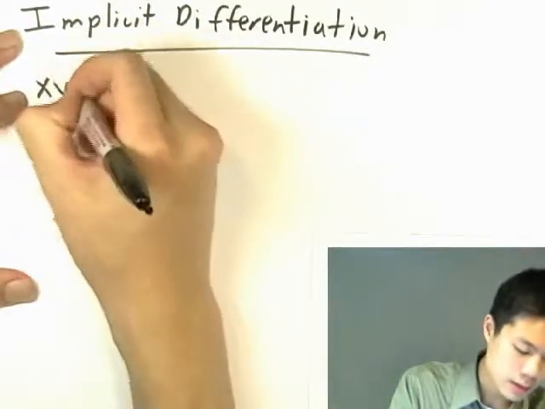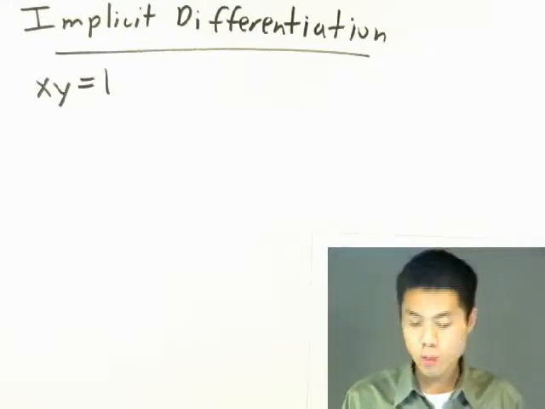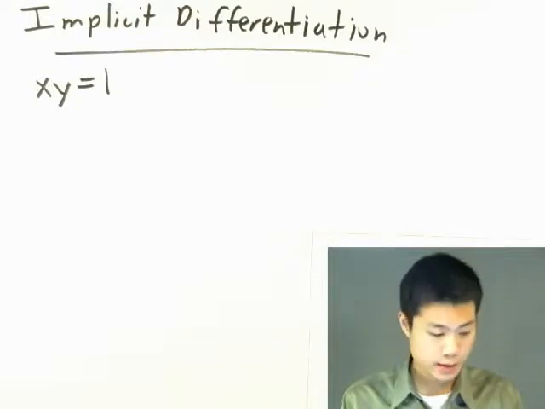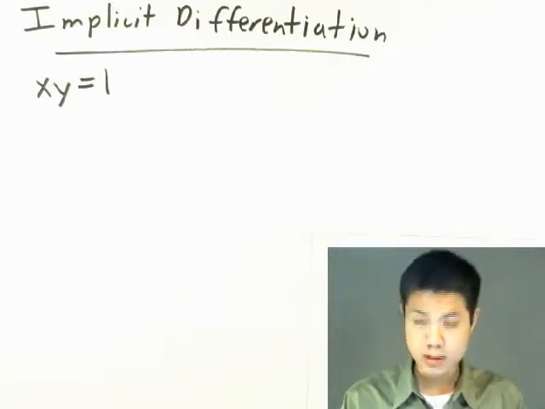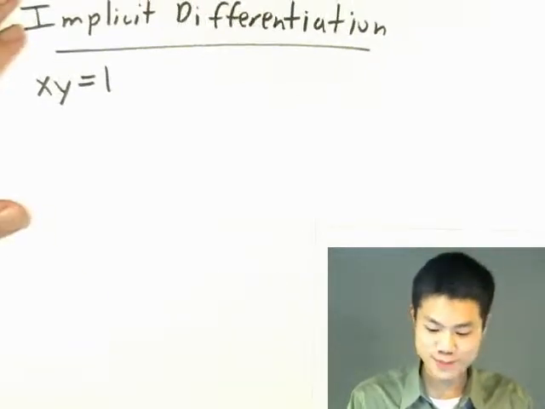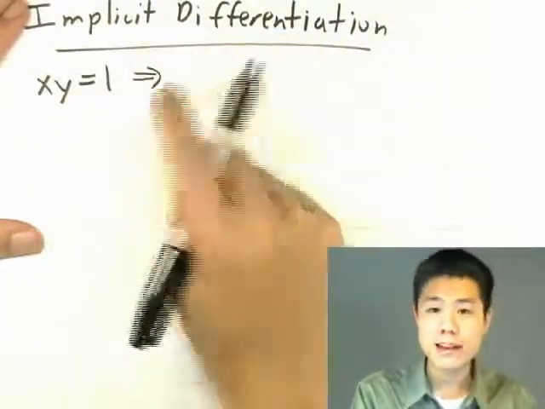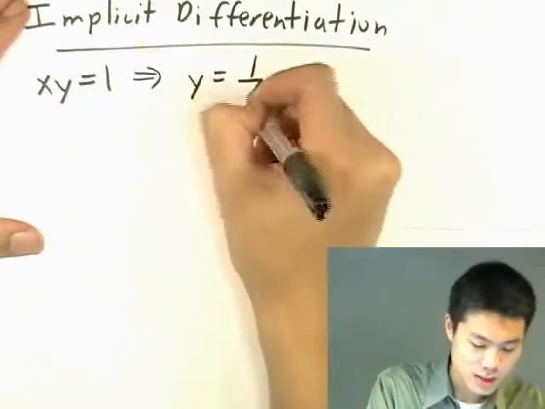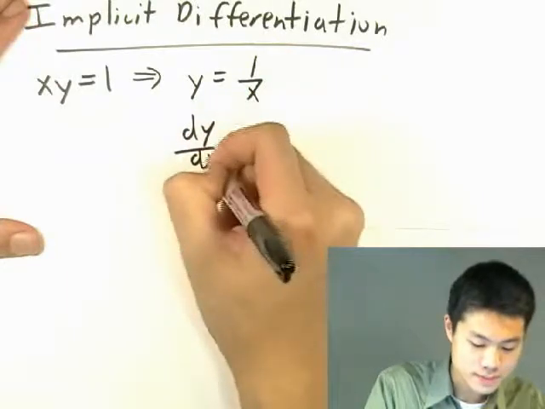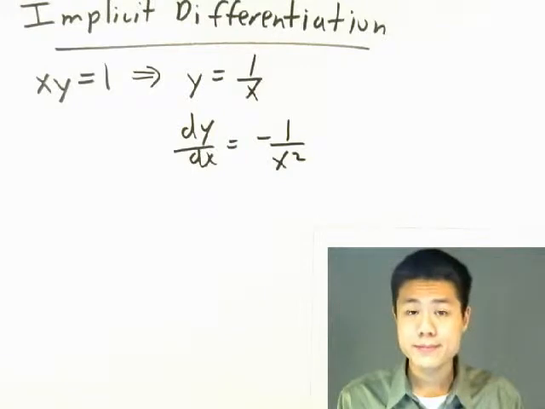Say I have this equation, xy is equal to 1. And I told you that I wanted to find dy over dx. What would you do? Okay, so you would first simply divide both sides by x, and then take the derivative, and you would be correct.